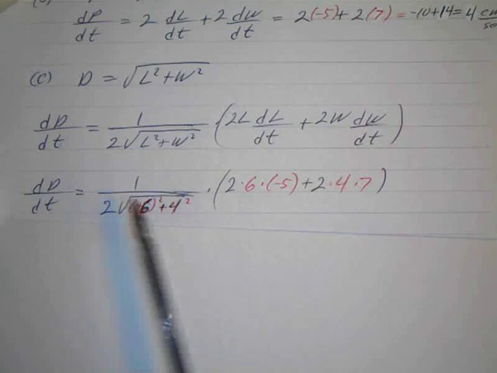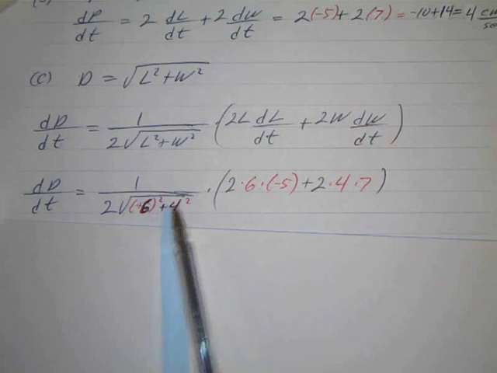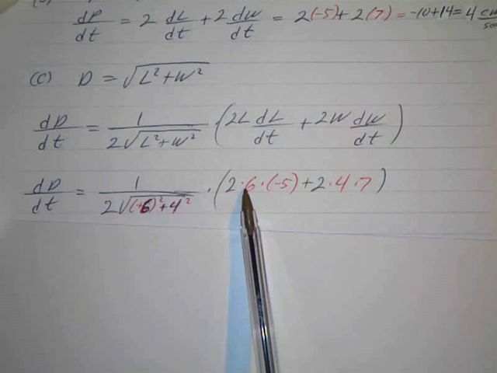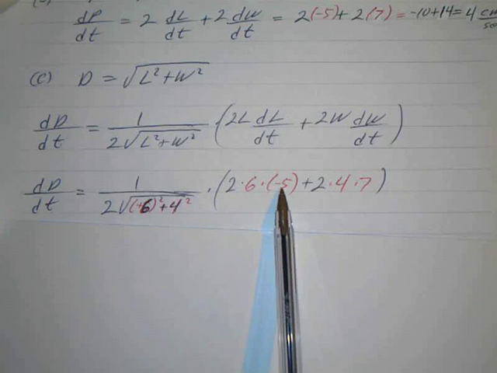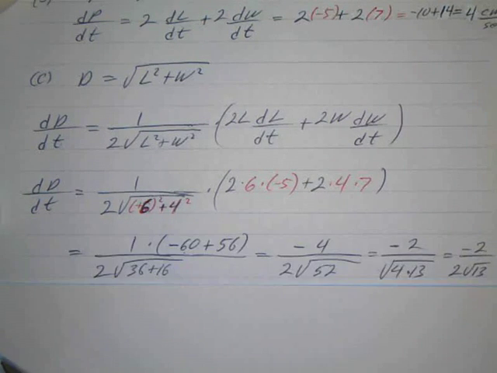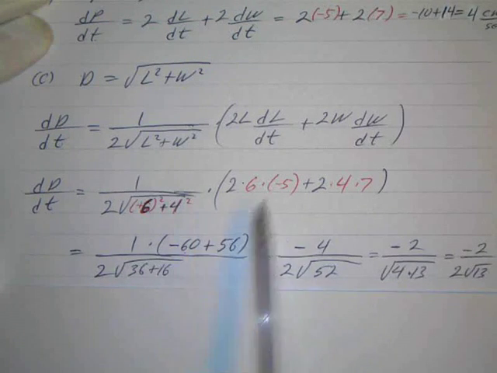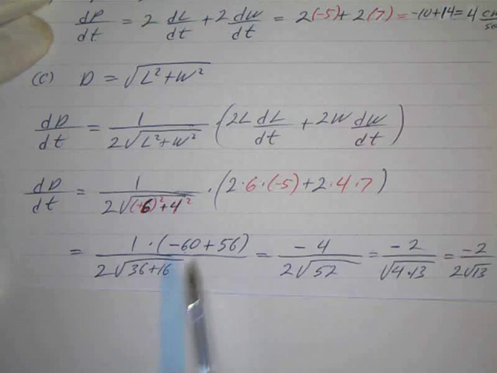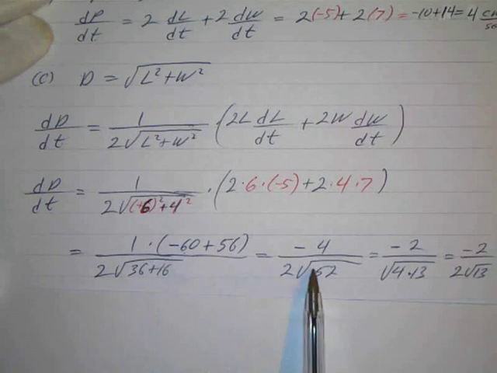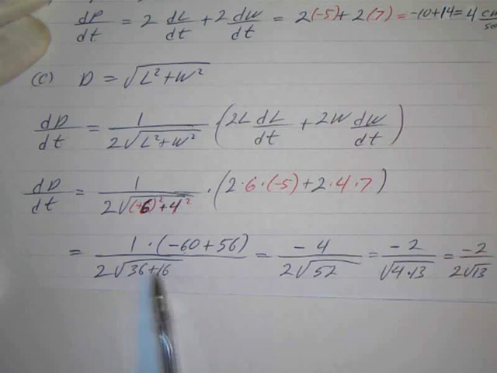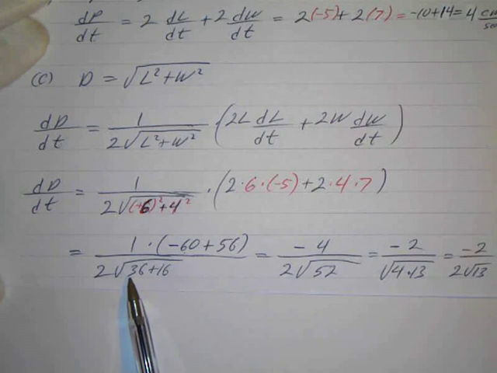And then 6 squared is 36, 4 squared is 16. 2 times 6 is 12, 12 times negative 5 is negative 60. 2 times 4 is 8, 8 times 7 is 56, so that's what we have. Negative 60 plus 56 is negative 4, and 36 plus 16 is 52, times 2. I know 4 goes into both of these, so I know I'm going to be able to get a 4 out.